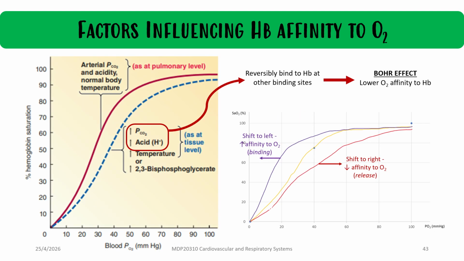So these are factors that can influence the hemoglobin affinity to oxygen. At the tissue level, there will be an increase in carbon dioxide, an increase in hydrogen ion, and an increase in temperature, which result from tissue respiration or metabolism. These factors influence the hemoglobin oxygen curve by shifting it to the right or to the left.